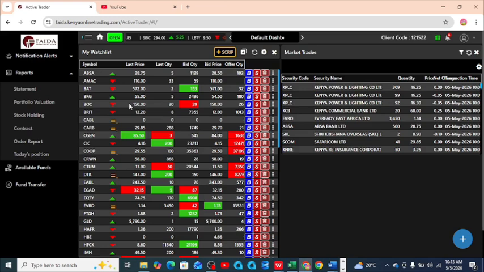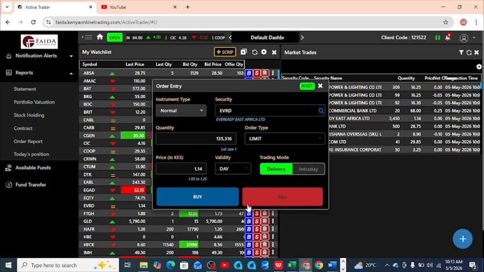In this case, I would like us to do a simple buy here of Everready Limited, which is here. We can buy their shares since their price is technically low, by the way. You can buy them.